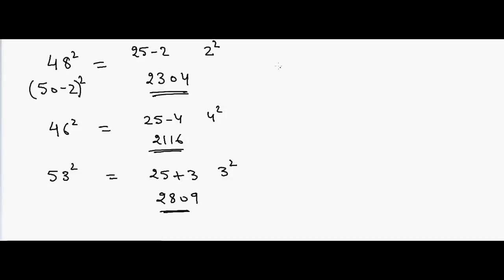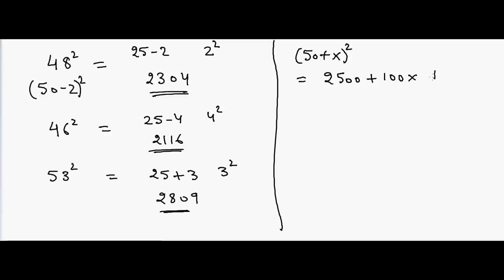How does this trick work? Let's look at the left side. If we have something close to 50, it can be written as (50 + x) square, and (50 + x) square can be written as 2500 plus 100x plus x square, or that will be equal to (25 + x) into 100 plus x square.